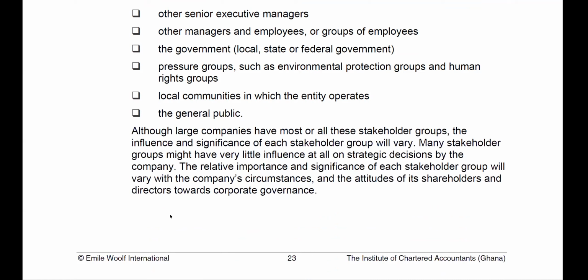Okay. So although large companies have most or all of these stakeholder groups, the influence and significance of each stakeholder group will vary. Many stakeholder groups might have very little influence at all on the strategic decisions of the company. The relative importance and significance of each stakeholder group will vary with the company's circumstances and the attitudes of its shareholders and directors towards corporate governance.